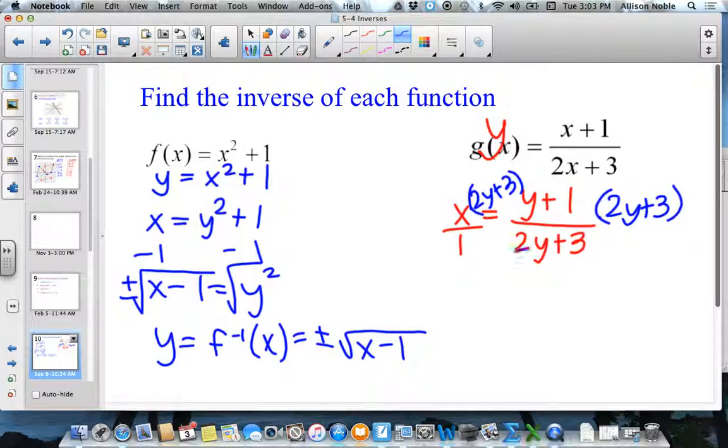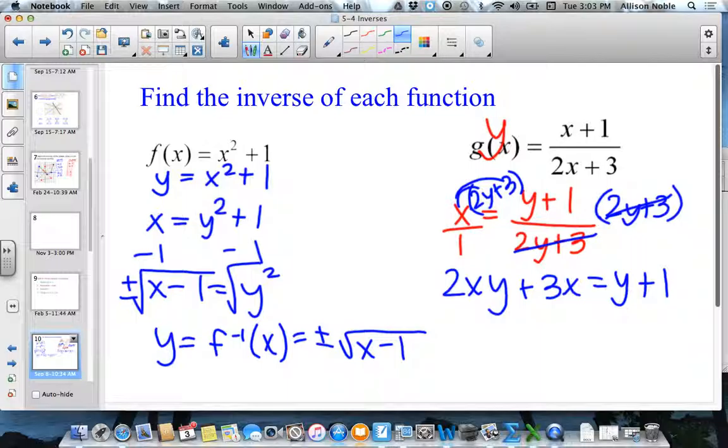When I do that, my 2y plus 3 on the right side gets canceled. I distribute my x on the left side and end up with 2xy plus 3x is equal to y plus 1. This is where it gets kind of weird. I have two y's and they're not like terms, but I still need to get them on the same side if I'm going to solve for them.